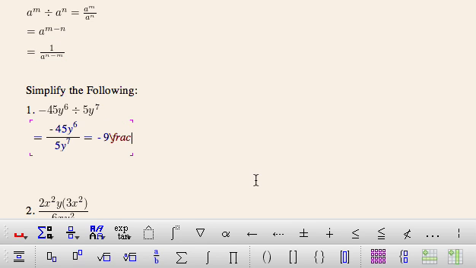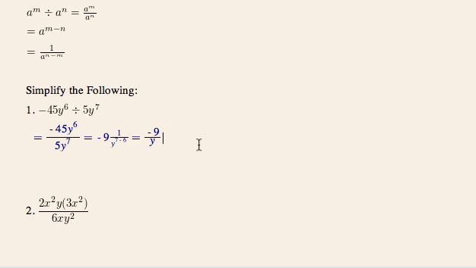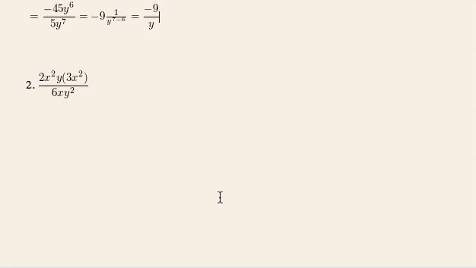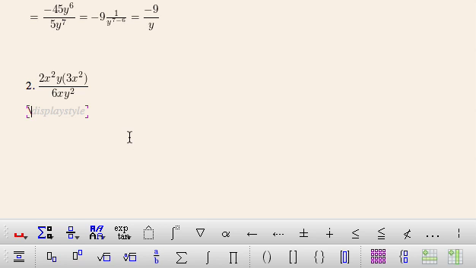So this is 1 over y to the power of 7 minus 6, which is equal to negative 9 times 1 over y, which, if we write it better, is actually equal to negative 9 over y. And there's our answer. Now for the second question, this looks a lot uglier and scarier than the last problem, but don't worry, it won't be hard.